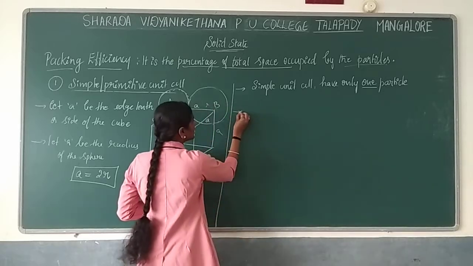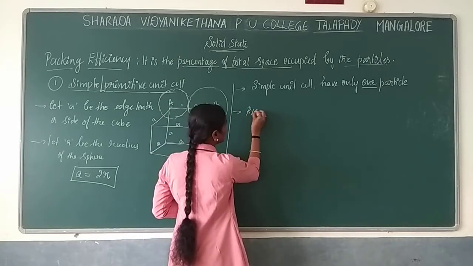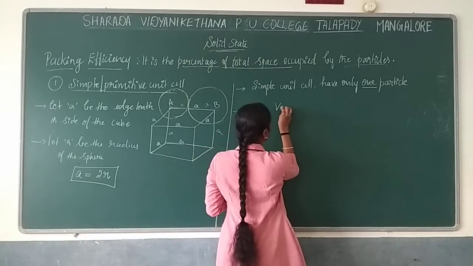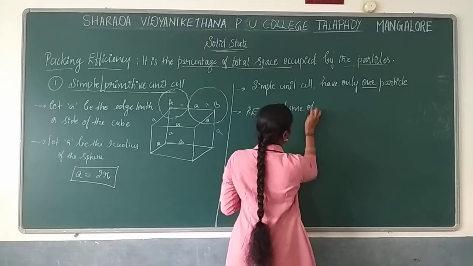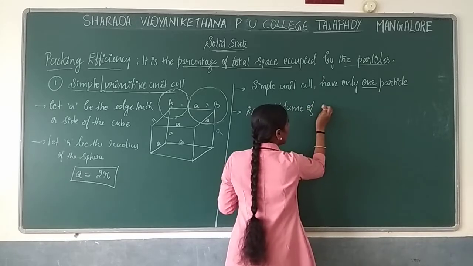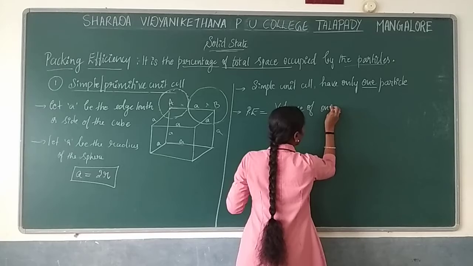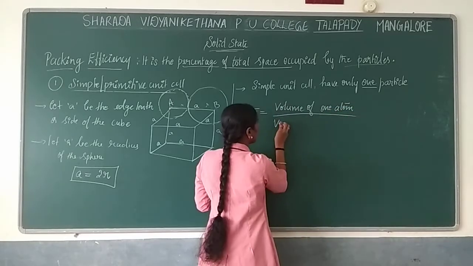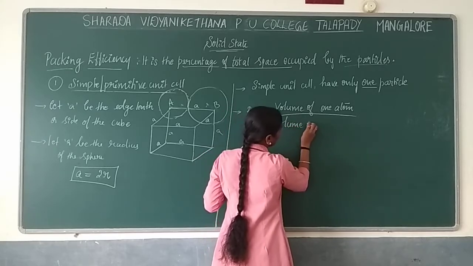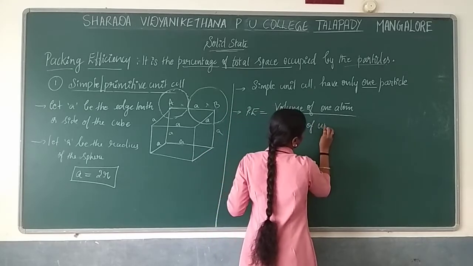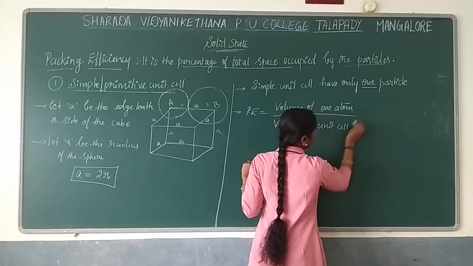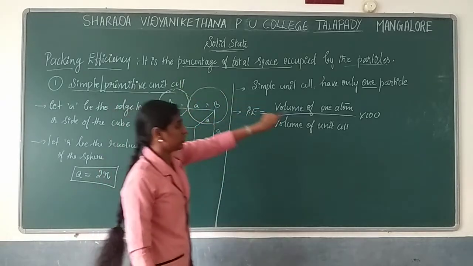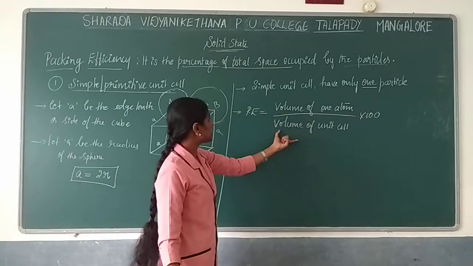So now we will go with the concept of packing efficiency. The formula will come in this way. Packing efficiency is equal to the volume of one particle, volume of one atom, divided by the volume of the unit cell, into 100. Packing efficiency you are supposed to find in terms of percentage, so into 100. Okay. So this is the major formula.